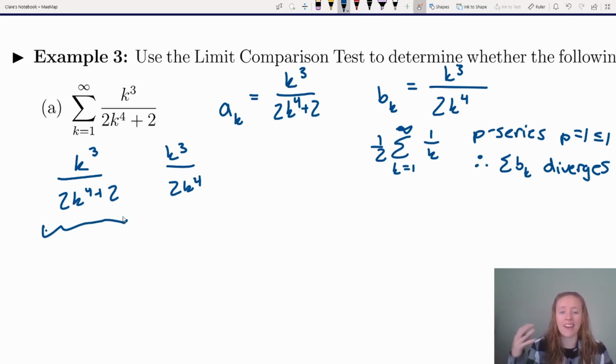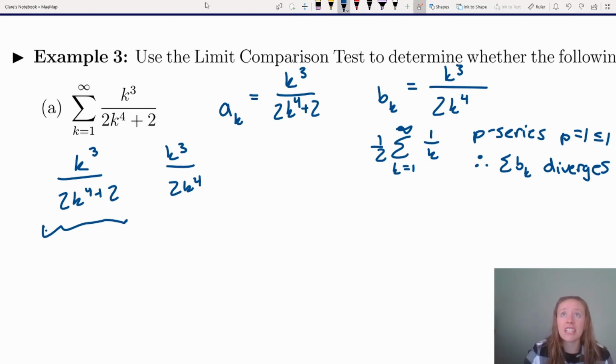So because we know b sub k diverges, for the comparison test, it would be really advantageous for us to show that a sub k is greater than b sub k. Unfortunately, because our denominator is greater, that makes our overall fraction smaller. So now we're smaller than something that's diverging, which, based on the comparison test, we don't know what to do with. That's when we jump into the limit comparison test.